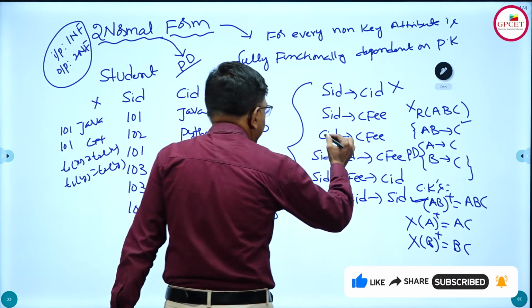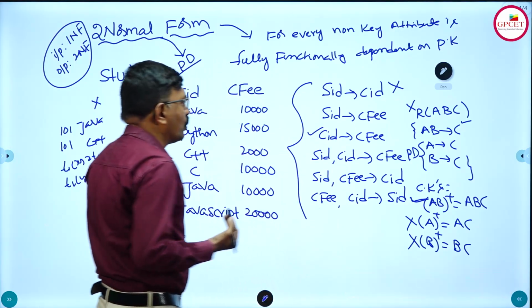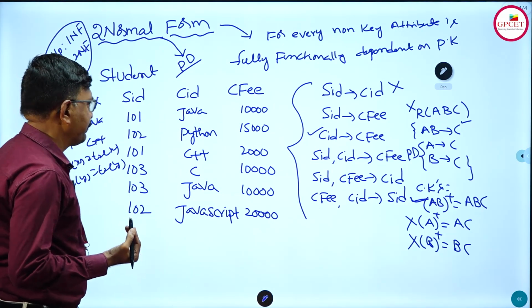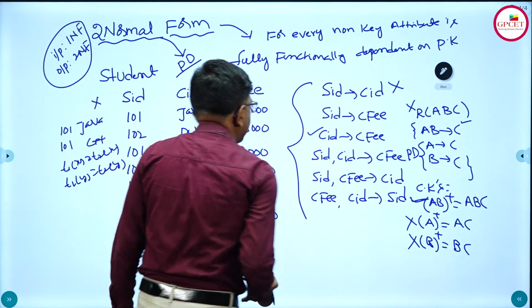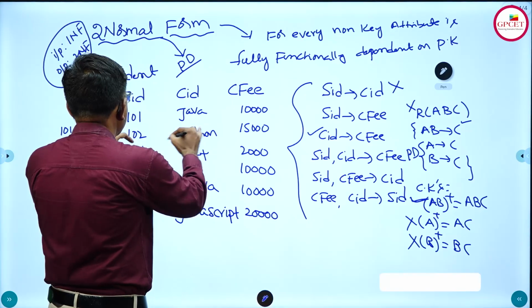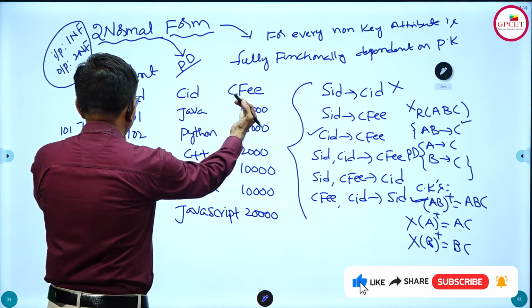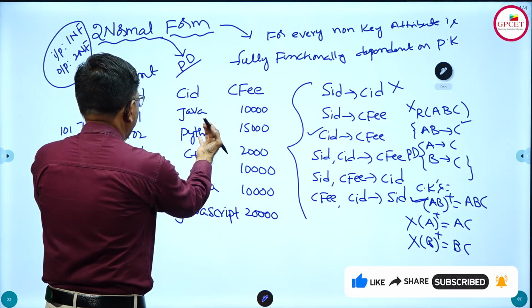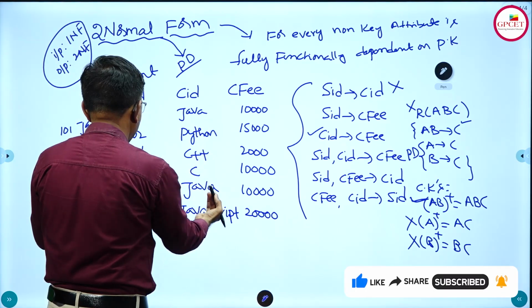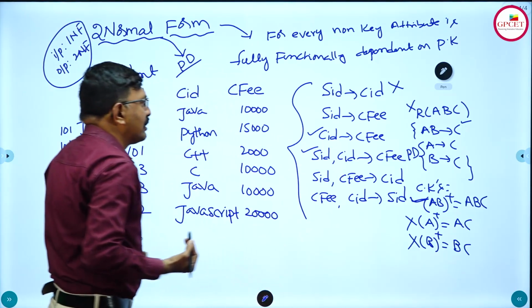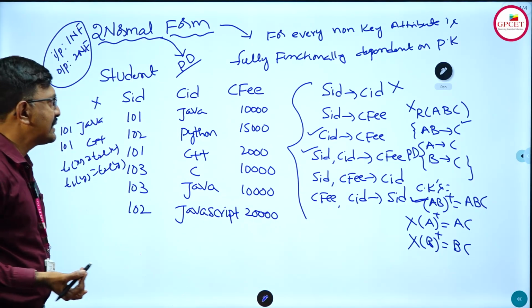That's why CID tends to course fee, functional dependency is satisfied. Whereas in the SID CID combination, SID CID tends to course fee: 101 Java 10,000. Is there another 101 Java? No. 102 Python 15,000. Is there another 102 Python? No. That's why SID CID tends to course fee, functional dependency is satisfied.